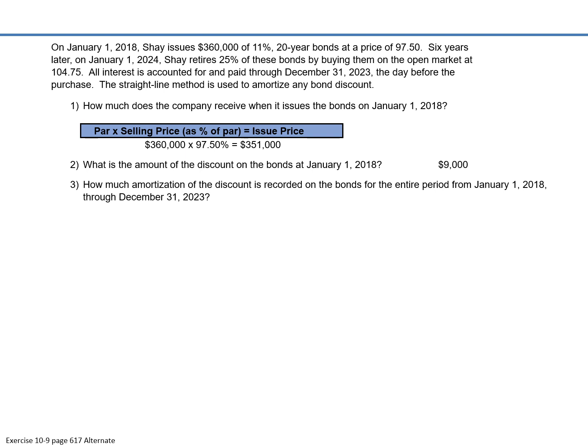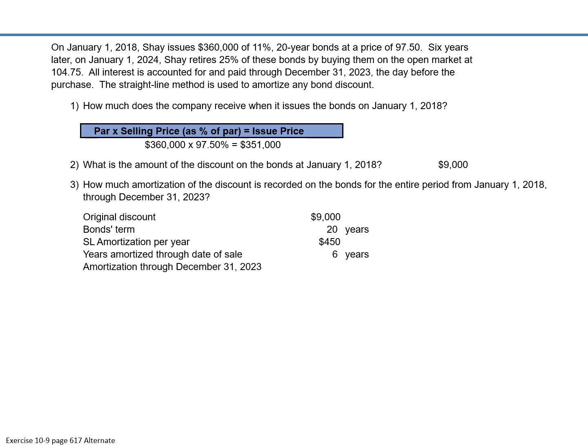So 6 years, right? So 18, 19, 20, 21, 22, 23. Yes, I did just do that 5 minutes ago, and I recounted on my fingers. Don't judge. So we have 6 years, right? So our original discount's 9,000. The term is 20 years. So the amortization per year is $450. 6 years have passed. So that means the amortization through December 31st, 23 is $2,700.